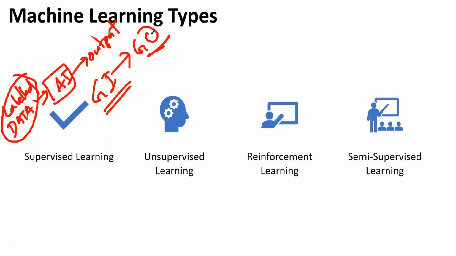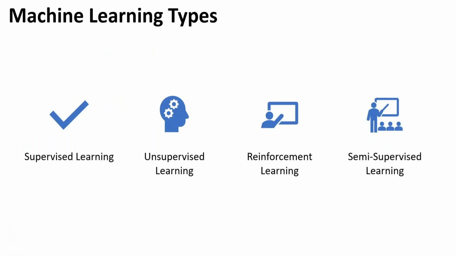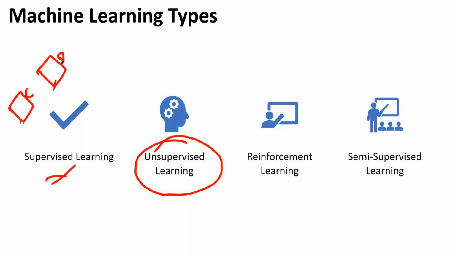Now the next one is what we call unsupervised learning. What is unsupervised learning? Team, in supervised learning, you label every data. For example, this is the picture of a cat, this is the picture of a dog, this is the picture of a lion. But if you go for unsupervised learning, you never label data. You will give them data for sure, but you never label them.